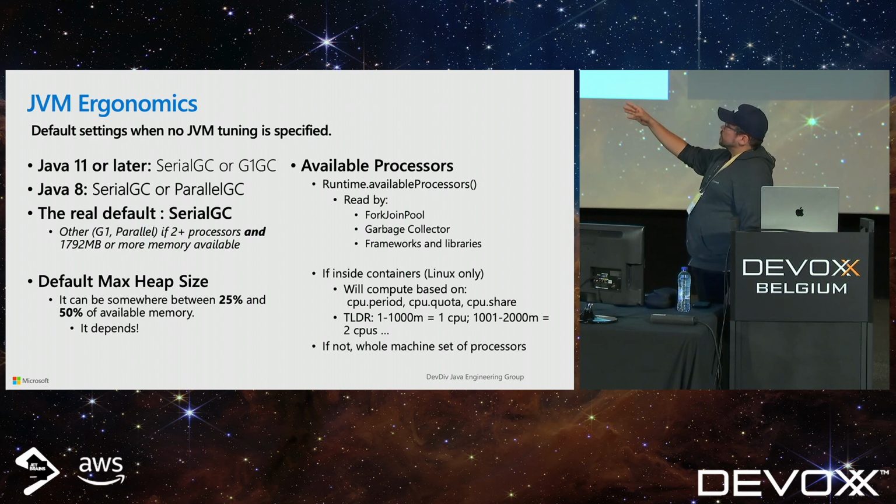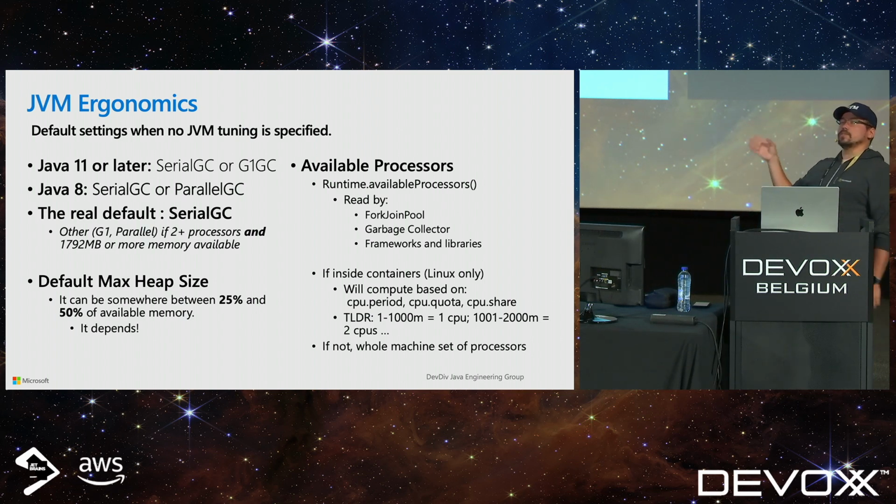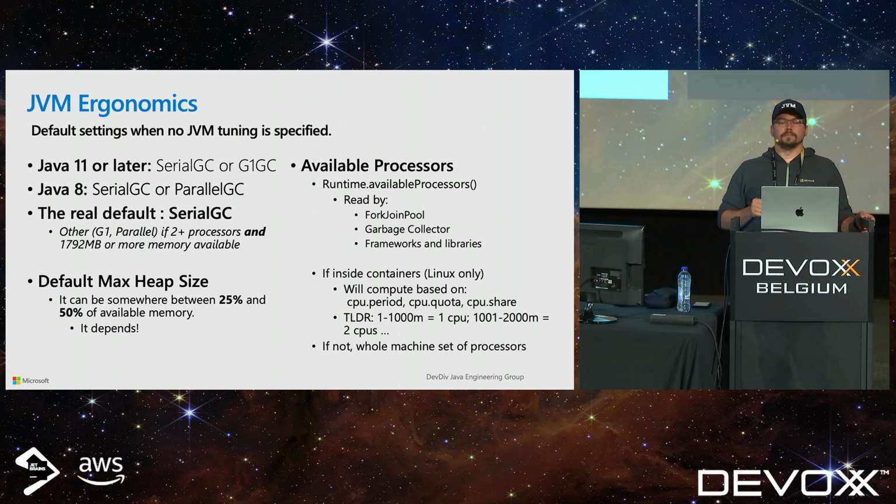On Java 11 or later, the ergonomics will select either serial GC or G1 GC. On Java 8, you get serial GC or parallel GC. The real default, my take, is serial GC. The environment needs 2 processors or more, and 1792 megabytes or more, to get one of the other 2.